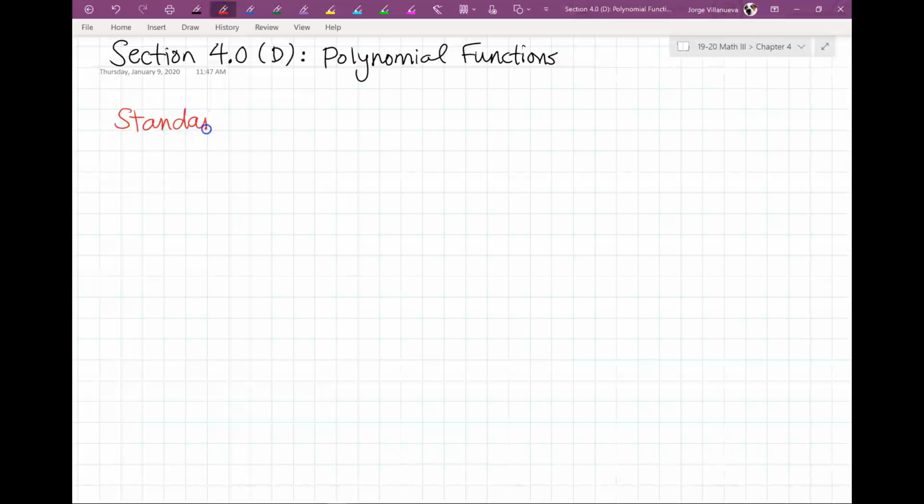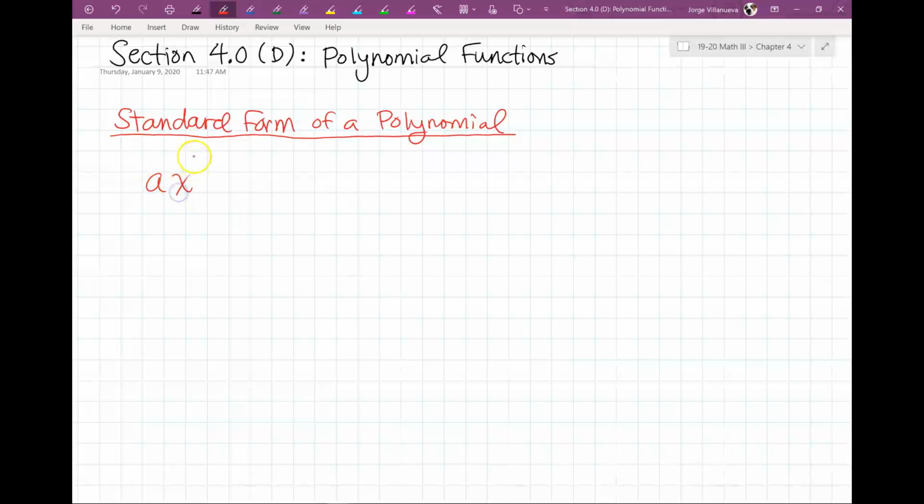So standard form of a polynomial. Now, the standard form of a polynomial, I'm going to try to write it in a simple way, okay? I can write it in a very general form, and it looks really weird and complicated. So I'm going to try to write it in a simpler way, okay? So your standard form normally looks something like this.